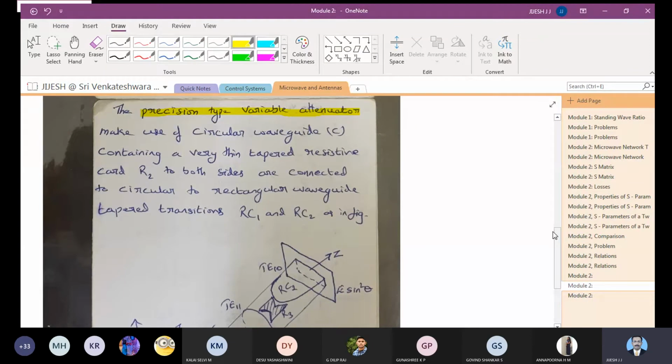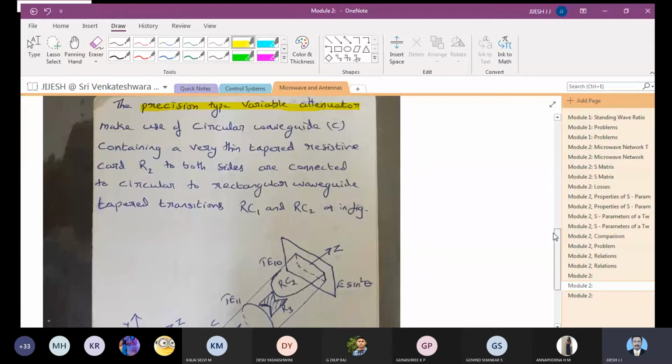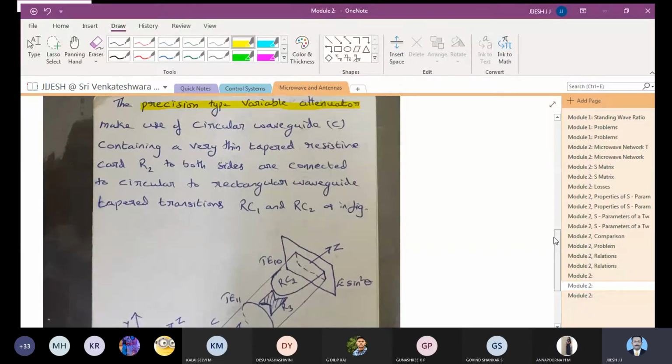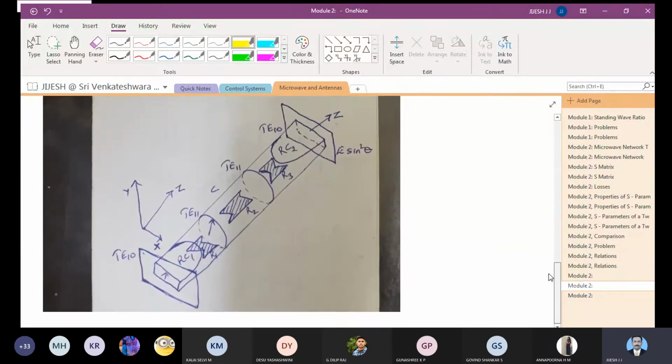All of you underline this precision type variable attenuator. Sometimes they ask you to explain attenuator, explain different types of attenuator, and sometimes they precisely ask you to explain the precision type variable attenuator. Still, if it is asked, first explain one line about the attenuator and then carry forward with the precision type attenuator. Is this explanation completed till here? Yes, sir. Okay, so let us draw this figure.